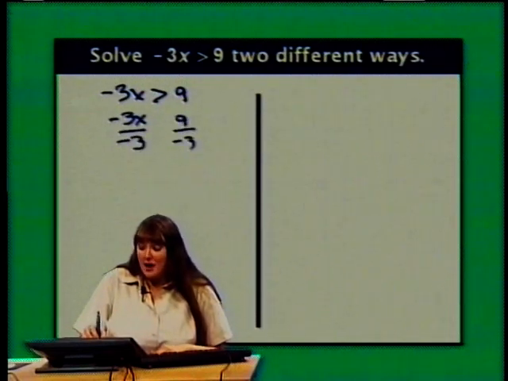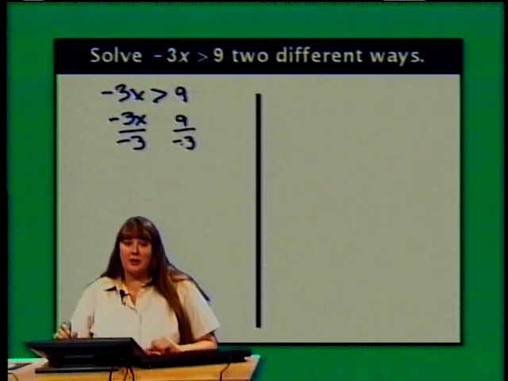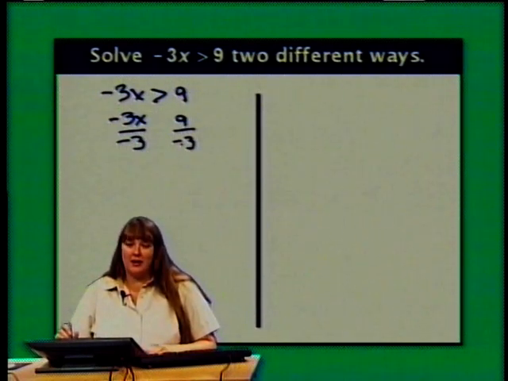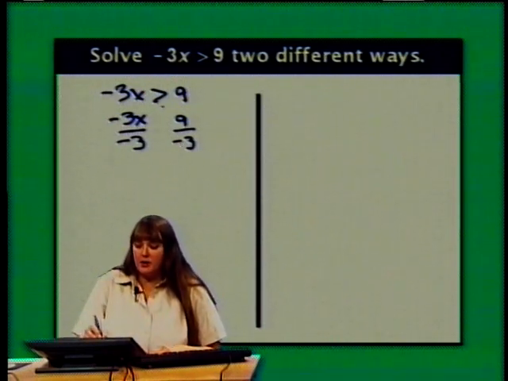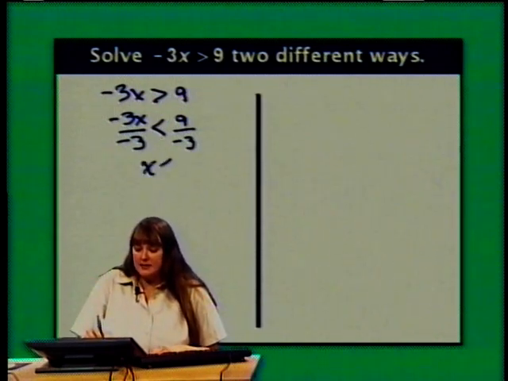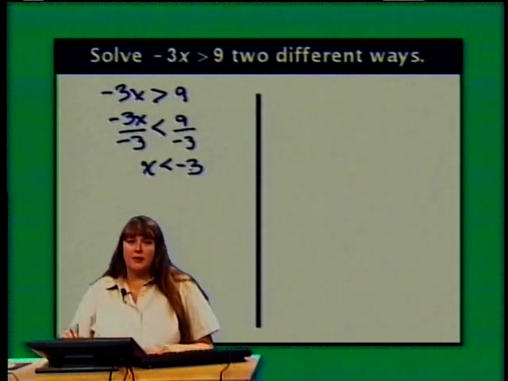So I just talked about the negative multiplication property of inequality. This is when little bells start going off in my head saying, okay, I'm multiplying or dividing both sides of an inequality by a negative number. I need to reverse the sense of the inequality. So my greater than symbol becomes a less than symbol. So x is less than negative 3.